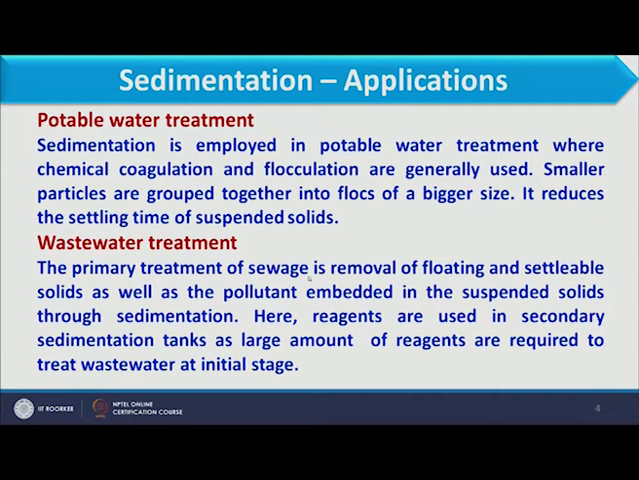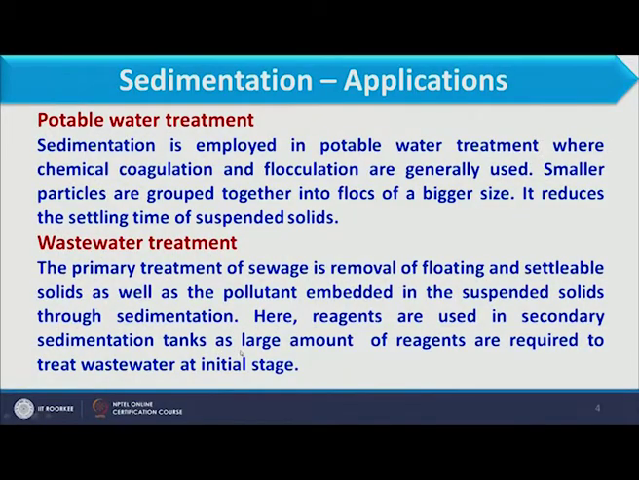The primary treatment of sewage is removal of floating and settleable solids as well as the pollutants embedded in the suspended solids through sedimentation. So, the floating and settleable solids, or the pollutants which are available in the solution, are separated through sedimentation. So, here reagents are used in the secondary sedimentation tank, as a large amount of reagents is required to treat wastewater at the initial stage. Now, what is the meaning of this?